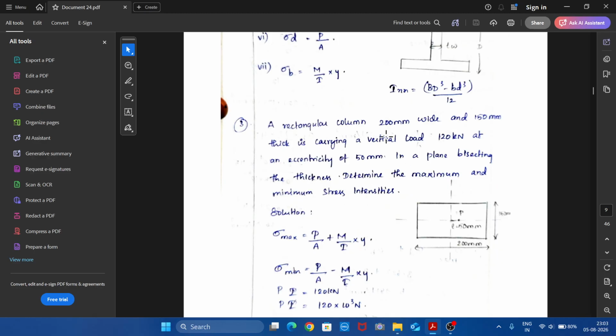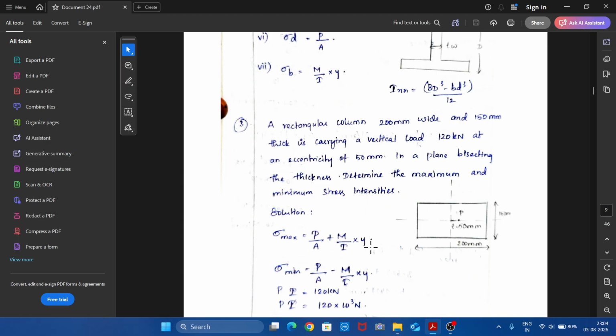So first draw the rectangle, 200 mm width and 150 mm thick or deep. Then the load is 120 kilonewton applied at an eccentricity of 50 mm in a plane bisecting the thickness. So this is the plane bisecting the thickness, and the load should be placed along this axis. That is, the load is eccentric with respect to the y-y axis, or the column bends about the y-y axis in this case. So we know that the maximum stress is given by direct stress plus bending stress.